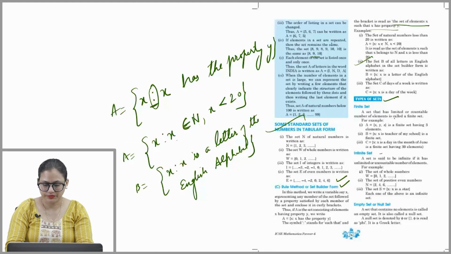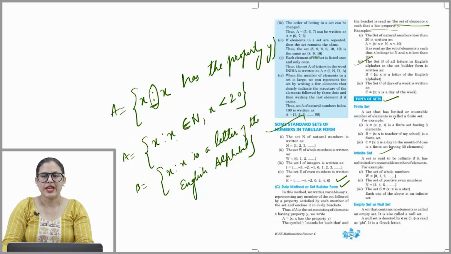Infinite set. A set is said to be infinite if it has an unlimited or uncountable number of elements. For example, the set of whole numbers is infinite because there are not finite whole numbers. The set of positive even numbers is also not finite. And number 3, S equals x such that x is a star, and each one of the above is an infinite set, right?